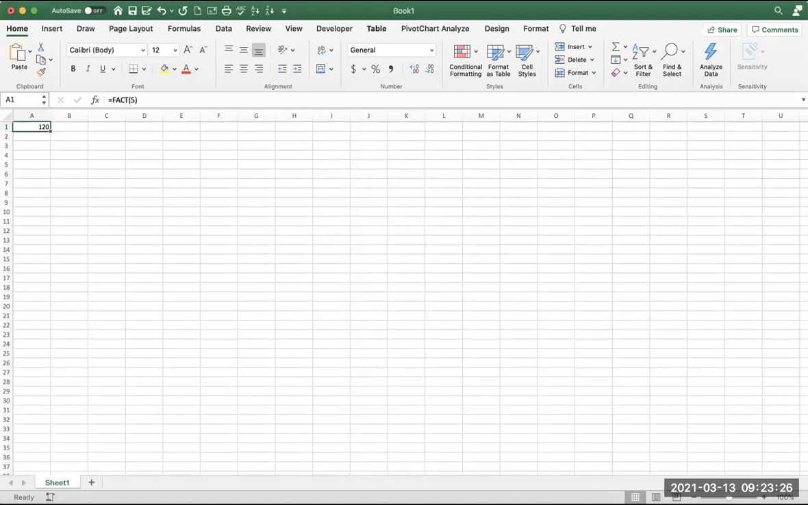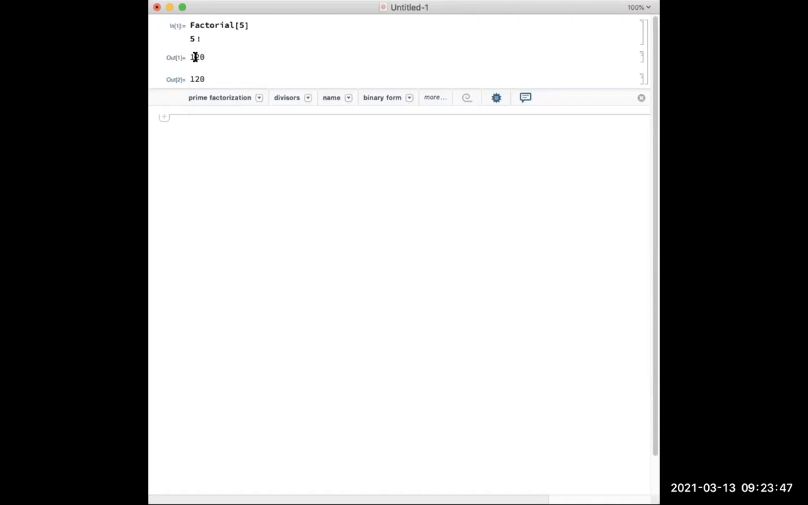And let's do Mathematica. So let's do factorial 5. But 5 factorial also works. Okay, so you can either do it with the little exclamation point or not.